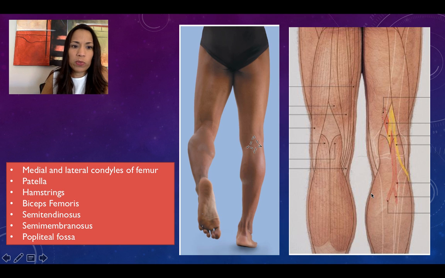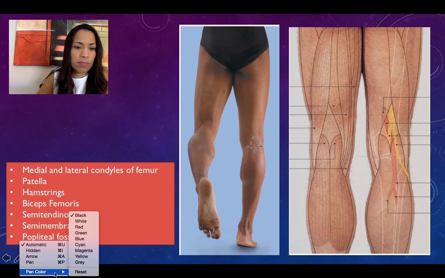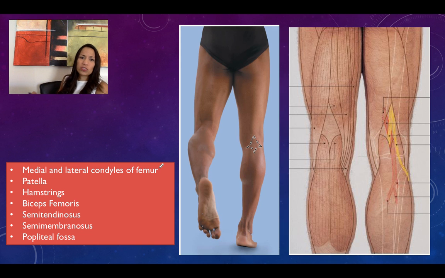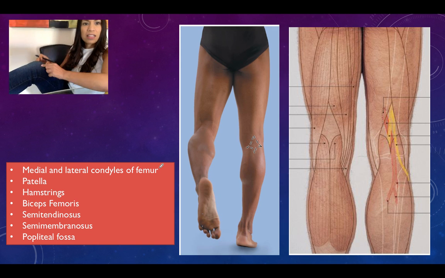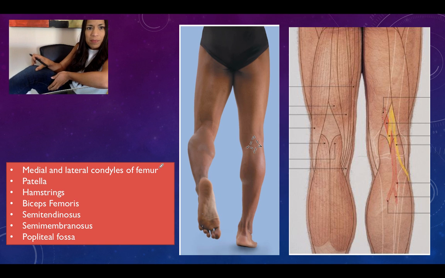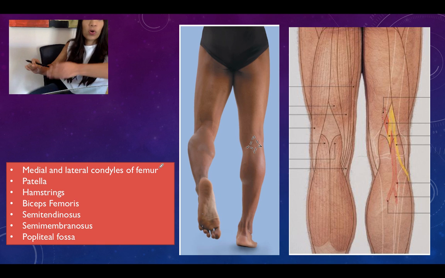Now, what can we see in here? Let me grab my pen. And we will see, well, not see, but touch the medial and lateral condyles of the femur, just in the anterior aspect of your thigh. So right in here, you can press and feel the medial condyle moving, and on the medial side, anterior to that, your patella.